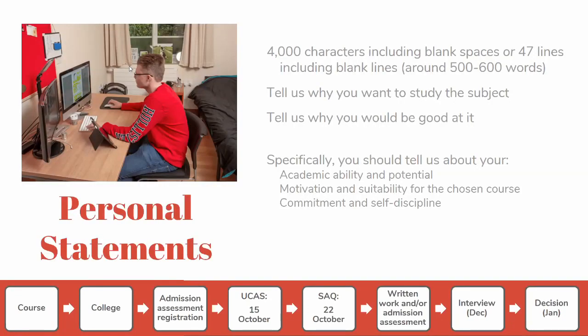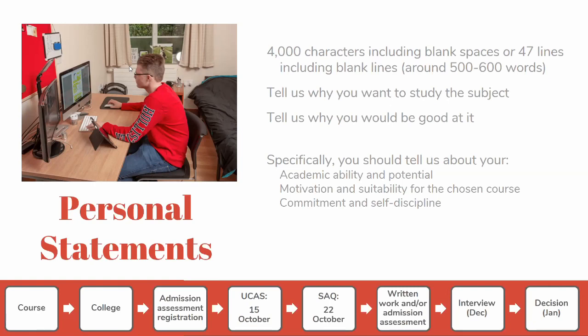So I'm going to talk to you a little bit about the personal statement. The deadline for the personal statement is alongside the UCAS application, which is the 15th of October. The personal statement needs to be about 4,000 characters, including blank spaces, or 47 lines, including blank lines. So that's about 500 to 600 words. It should firstly tell us why you want to study the subject, and then secondly, tell us why you would be good at studying the subject.